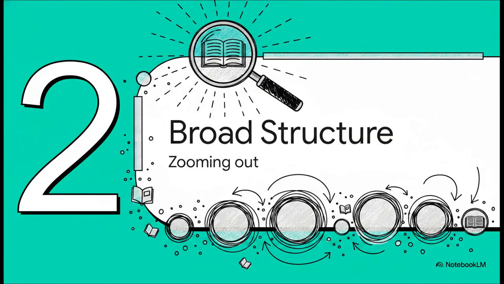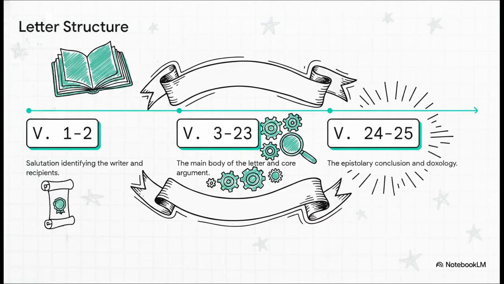Moving right along to Section 2, surveying the broad structure. Now, what's really interesting about studying a book is that we must first zoom out to the macro level before we get bogged down in the details. By slicing this short letter into its broadest structural chunks, we stay totally oriented and see exactly where the main argument lives. Dr. Bauer breaks it down beautifully for us.